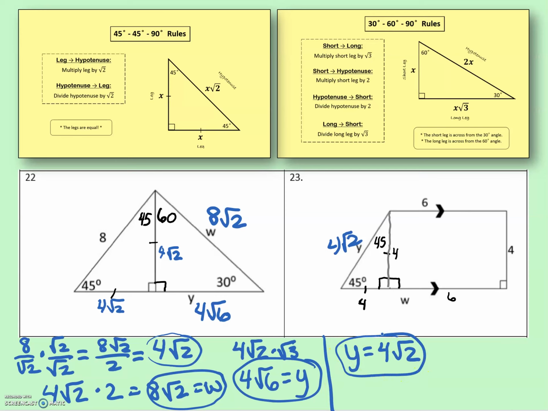Okay. Now it's asking us for w. W, if you cleared out all my sloppy writing on this problem, w represented the entire length of the bottom here. Now we just found that this was 4, and we know that this piece is 6, so that should be fairly easy to figure out. 4 plus 6, w equals 10, and that's the length of the entire bottom here. Okay?